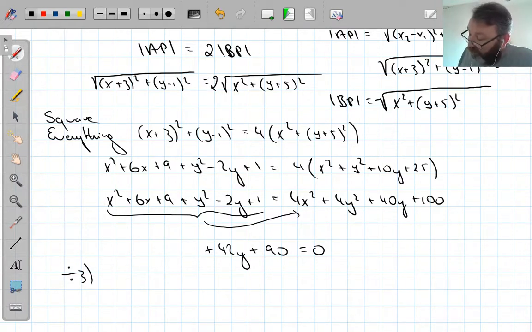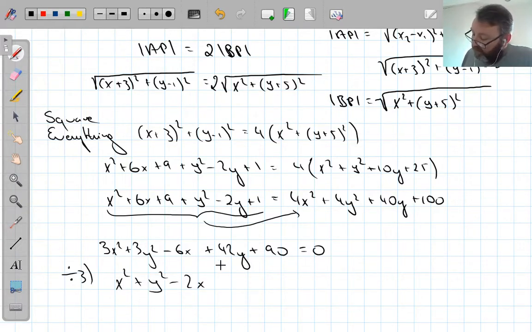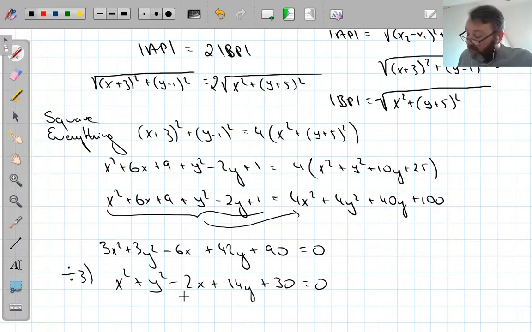So, 4x squared minus x squared, 3x squared. Okay. 4y squared minus y squared, 3y squared. Now, don't forget, this is minus 6x. You've got to bring that over as well. So, minus 6x. And now let's divide by 3. What do we get? x squared, y squared, minus 2x. 3 into 42 goes 14 times, so 14y, and 3 into 90 goes 30. Just check your book. What does it say? The book says x squared plus y squared, good, minus 2x plus 14y plus 30 is equal to 0.